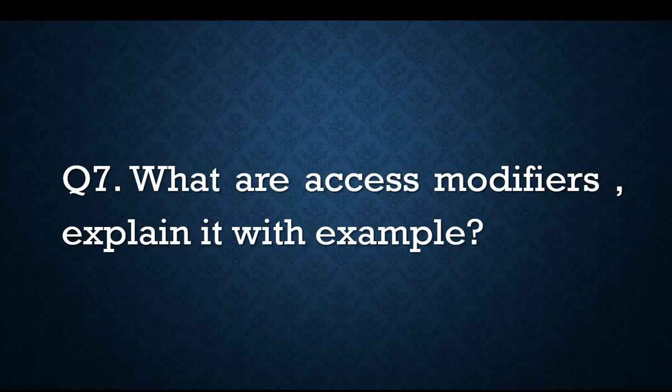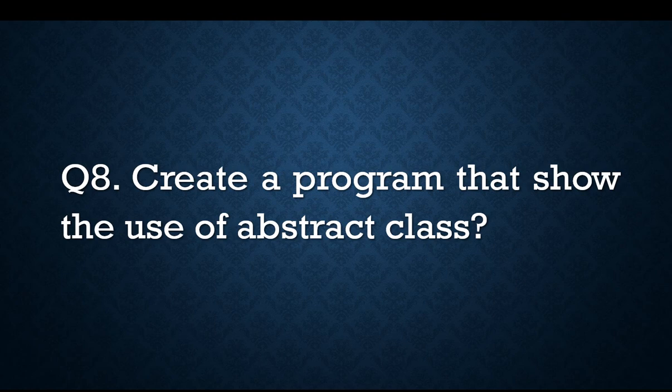The next question is, what are access modifiers? Explain it with an example. You have to provide access modifiers and do an example with this. And then question number 8 is, create a program that shows how to use abstract classes. What are abstract classes? You have to define the benefit of abstract classes, why we need them, and what is the difference between an abstract and a normal class. All these are the questions that you can answer for this question.